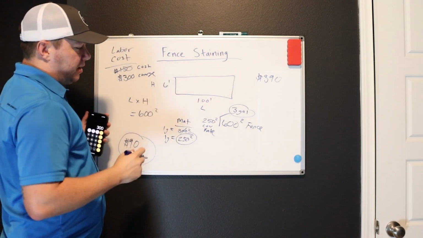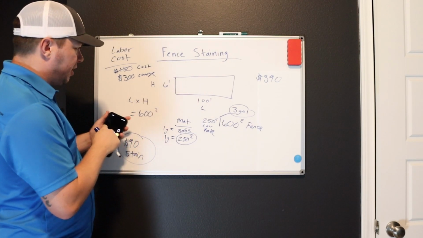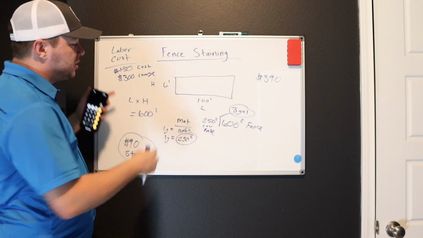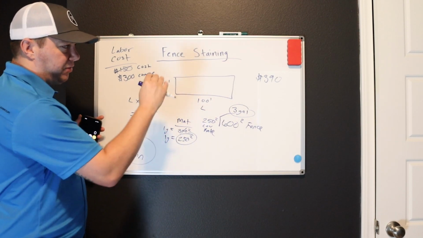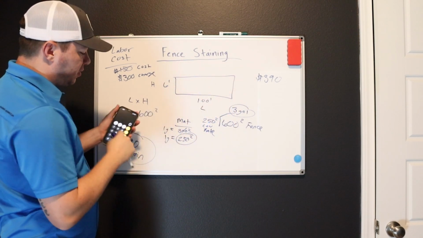So now we need to figure out how much that's going to cost me per square foot. If these numbers work out for you, you substitute your own numbers in here and figure this out yourself. I'm just giving you the formula. So if this number over here works for 600 square feet, it's $390.